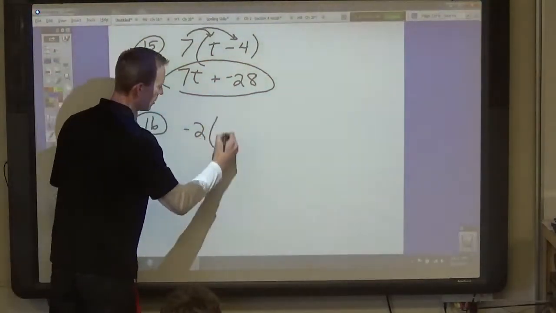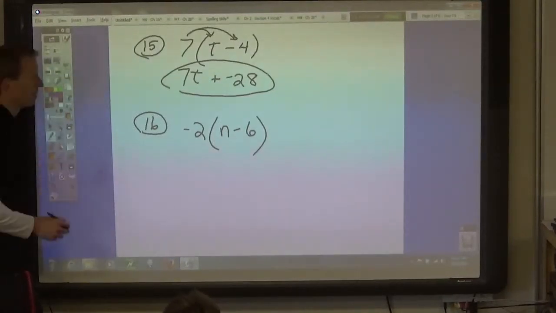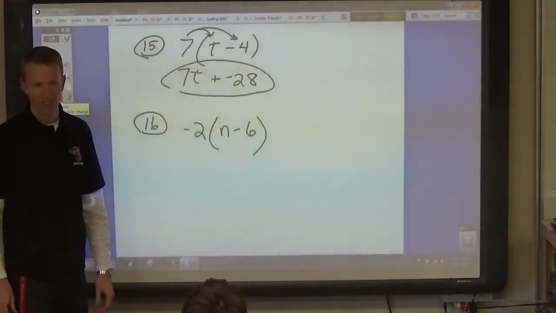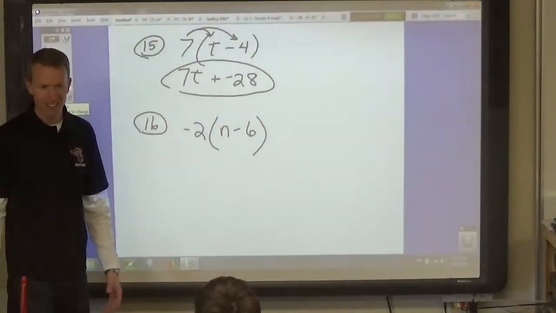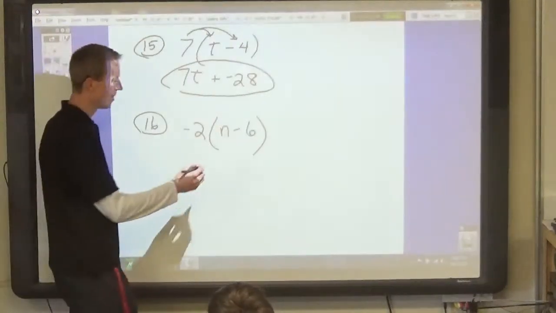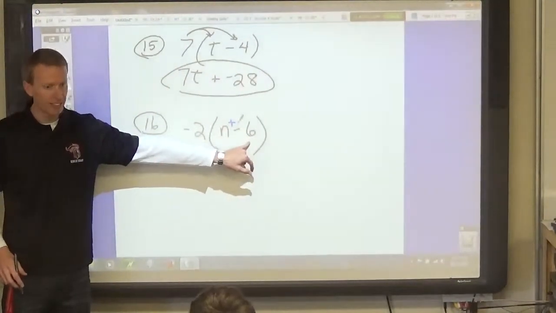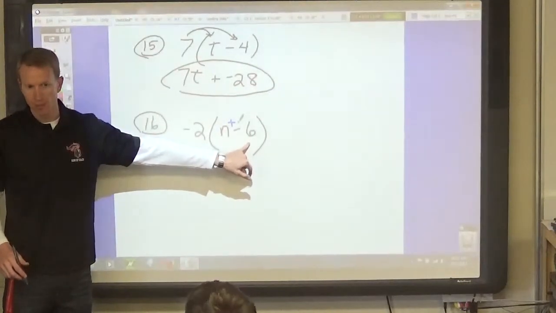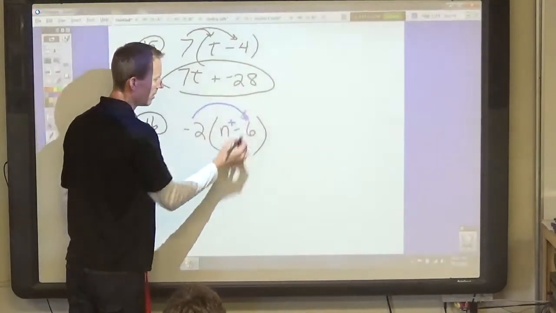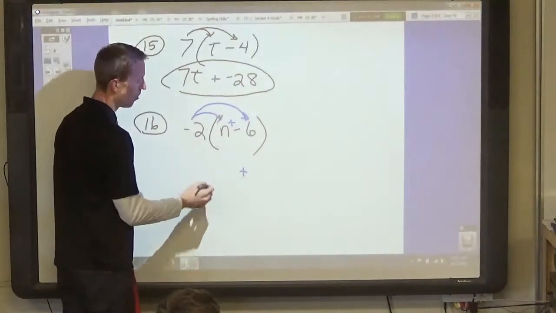Number 16. -2 times n minus 6. Is that a -6 or a minus 6? I said negative. Okay, then who's right? You both are. Because this is a -6. -6 means -6. You have to treat it like a -6 when you're multiplying. And put the addition sign in. Multiply both.